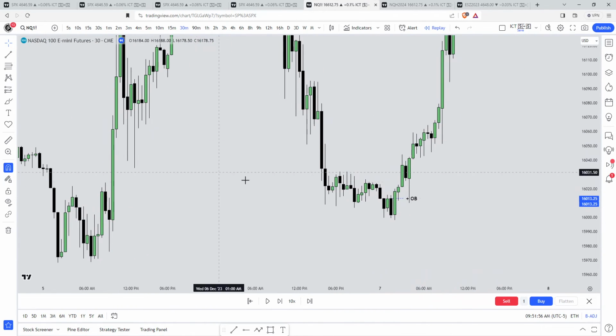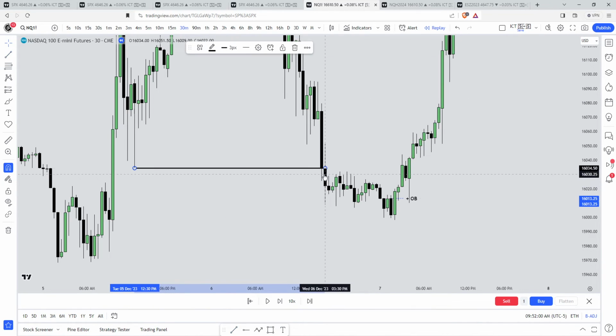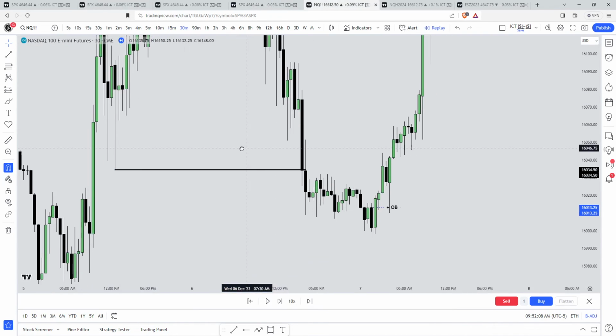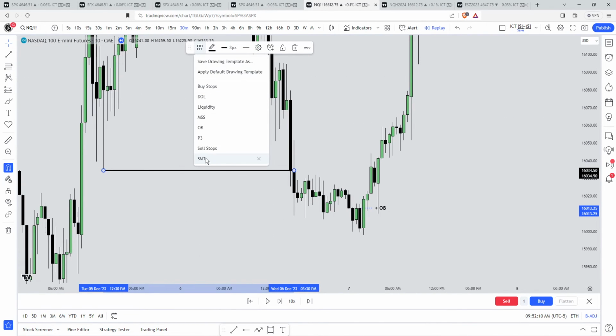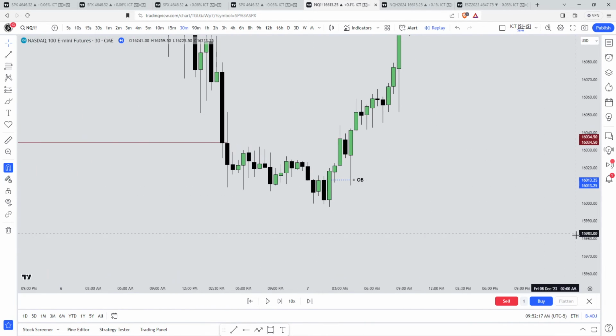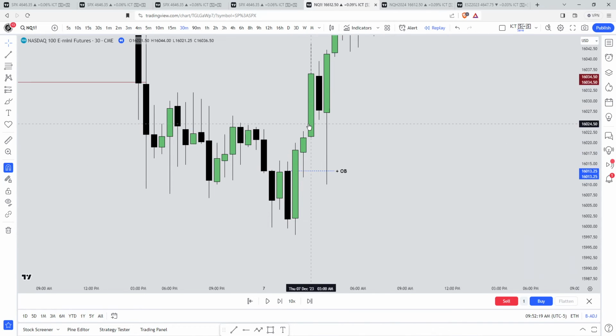If we take a look at this example on the NASDAQ on the 30-minute time frame, I'm looking to see price run out an old low or a level of sell side liquidity. So the key structures that we're looking for is a run on liquidity, a market structure shift, and then also a fair value gap. So we have this old low right here. This is sell stops beneath old lows because that's where retail will have their sell stops. We're looking for a run on liquidity. We are looking for a market structure shift, and then we're looking for a fair value gap.